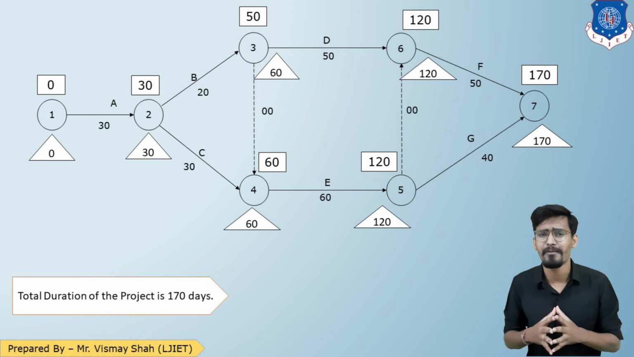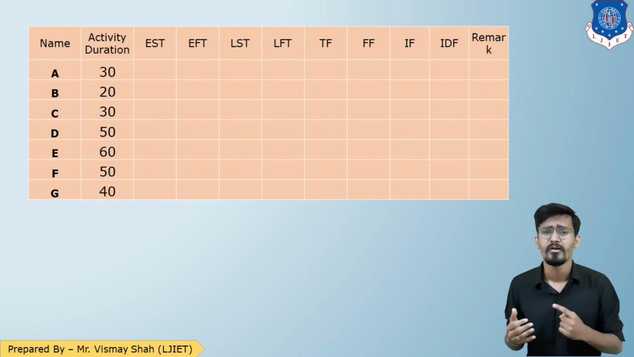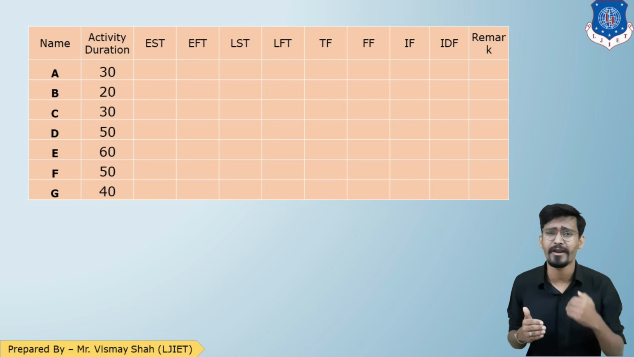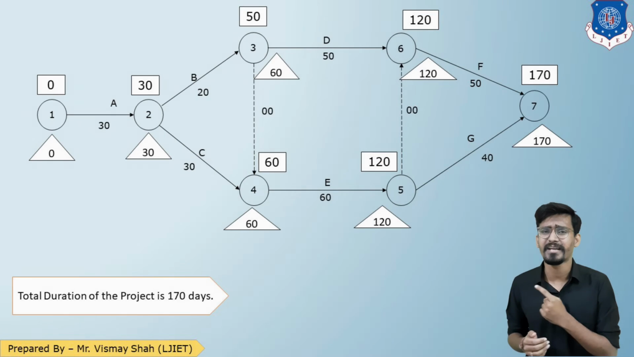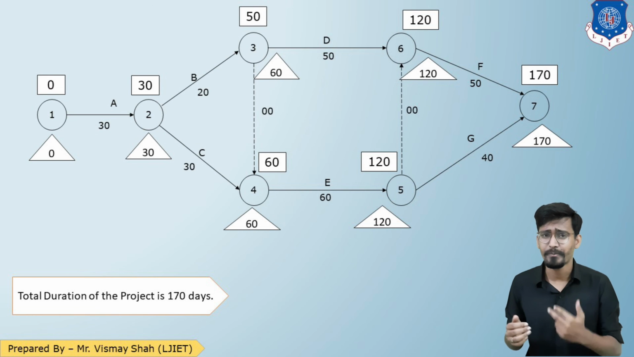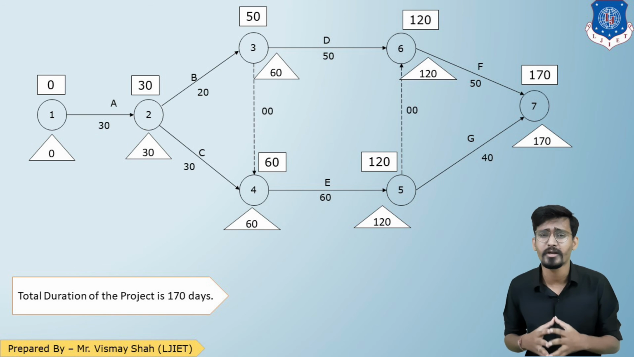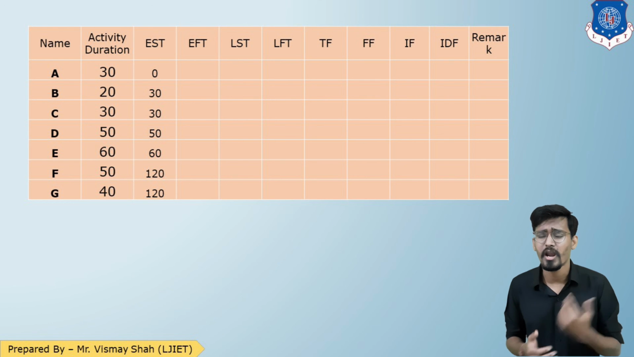Now to find the critical path, let us prepare the table. So here is the table to find the critical path: activity, duration, EST, EFT, LST, LFT, total float and remarks. Now first we need to focus on EST. EST is the ahead of the arrow upper value. Let us come back to the network. So for activity A, ahead of the arrow upper value 0. For B, 30. For C, 30. So that is how we need to create the column of EST. Here is the entire column of EST.